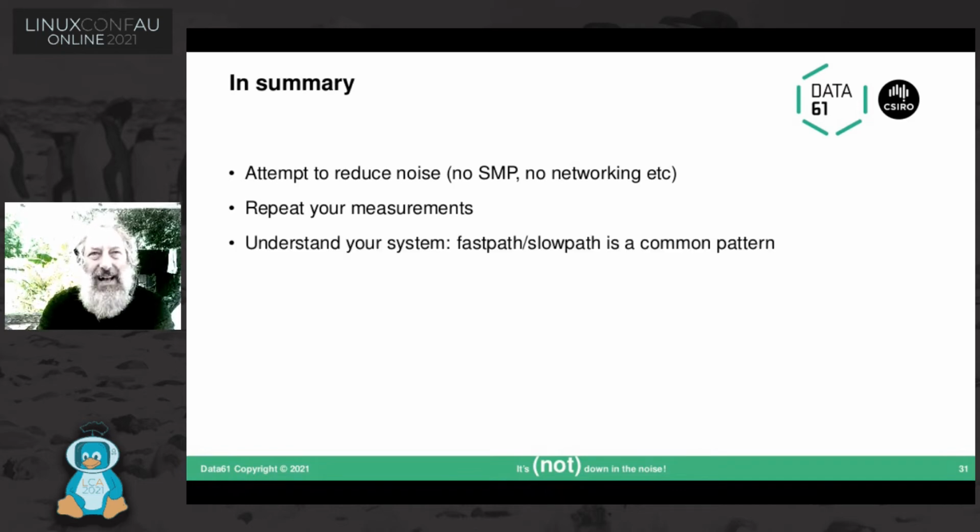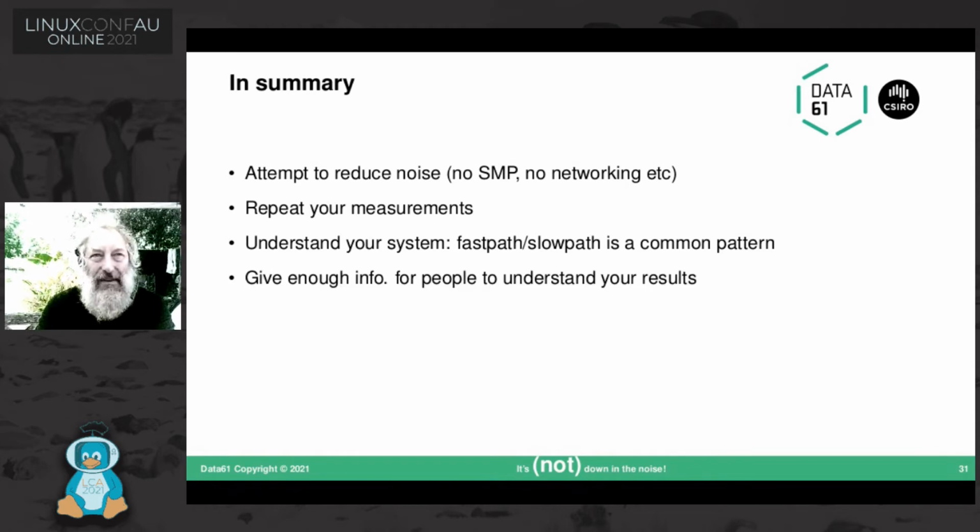Understand your system. Fast path, slow path is a really, really common pattern. And maybe you need to use outlier elimination or something more sophisticated to find individual modes and measure each of them separately. And please, please, please give enough information for people to understand your results. Just quoting a mean isn't very helpful if you don't know what the underlying distribution is. And use appropriate statistical tests.